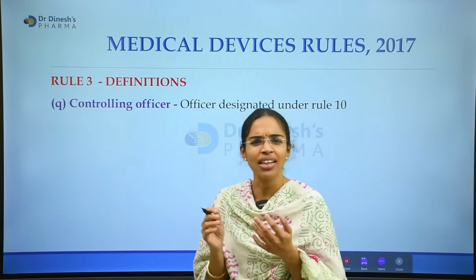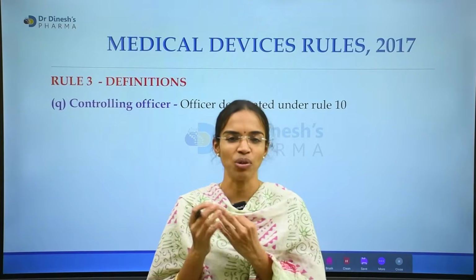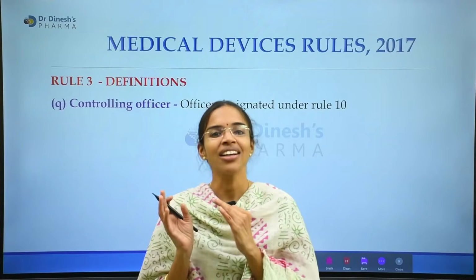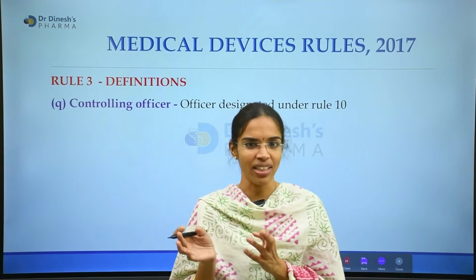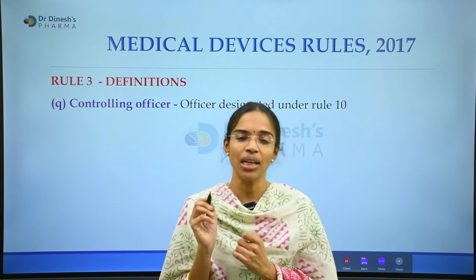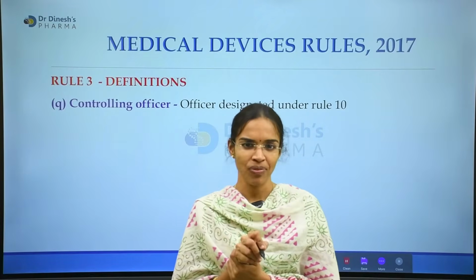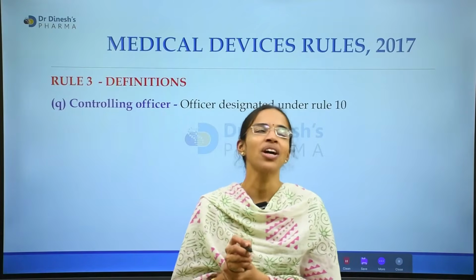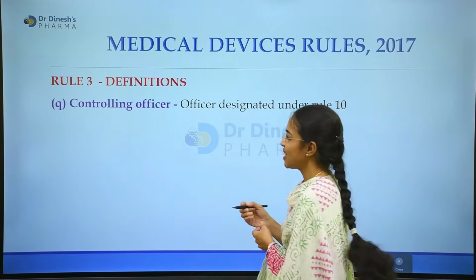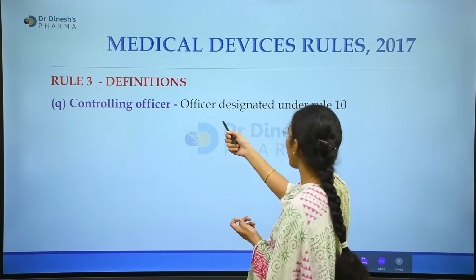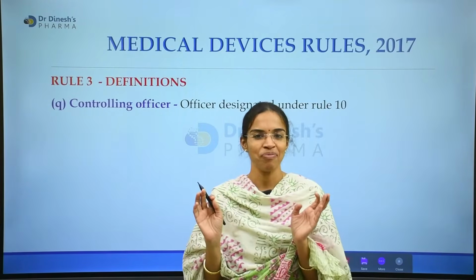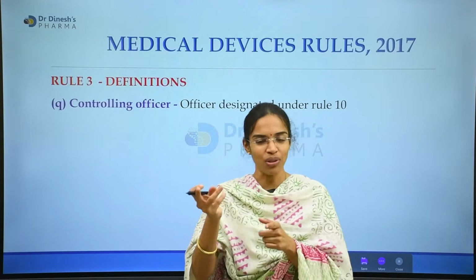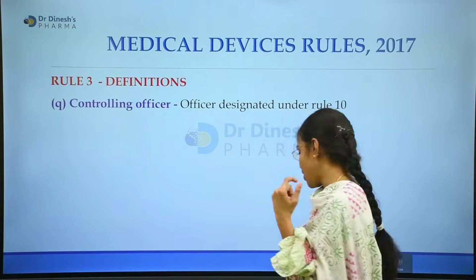There are so many officers, so many statutory bodies, so many notified bodies, many officers notified under MDR 2017. But is everyone deemed to be a controlling officer? Does everyone come under a controlling officer? No. Who is deemed to be a controlling officer? Yes, we will see. The controlling officer is nothing but the officer designated under Rule 10. Then again we have to jump to Rule 10. Now we are studying Rule 3, and again we have to jump to Rule 10. Okay, no issues. I am here for that purpose.